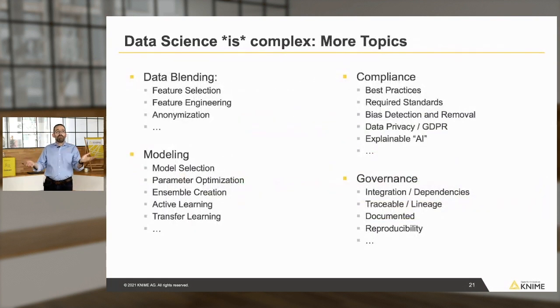And there's tons more, right? Just to add: feature selection, feature engineering, anonymization, model selection, tons of topics where different libraries, different tools, different ways of doing this need to be embedded into the same environment, so you can use them within the visual programming framework. And then you also start approaching all of these more business and organizational aspects: compliance, best practices, required standards, bias detection and removal, data privacy, GDPR. How do we control this, right? If everybody just uses their own favorite programming language and it all gets somehow built together, in a visual programming environment you have much more control over this.